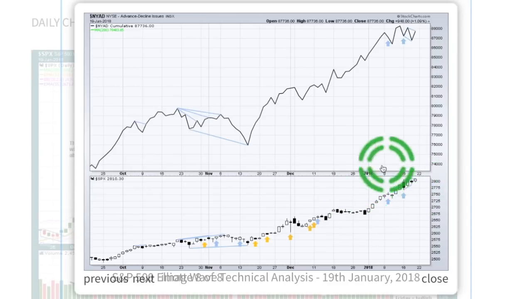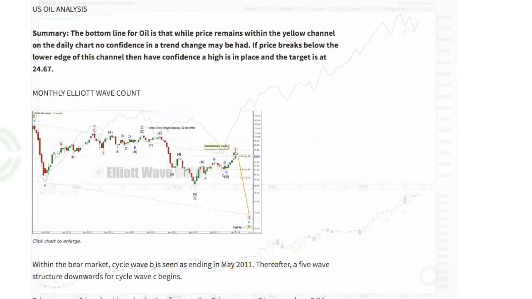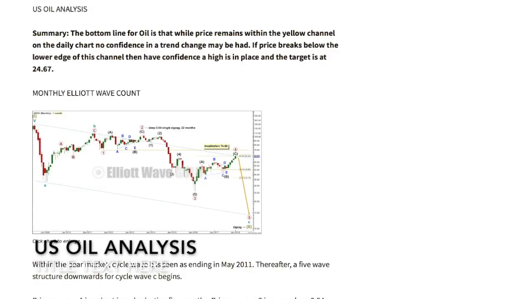Again, this could be early warning signs beginning to develop of some bigger correction about to come, which you would expect with a trend this extreme and stretched, but not quite here yet. And now into the US oil analysis.